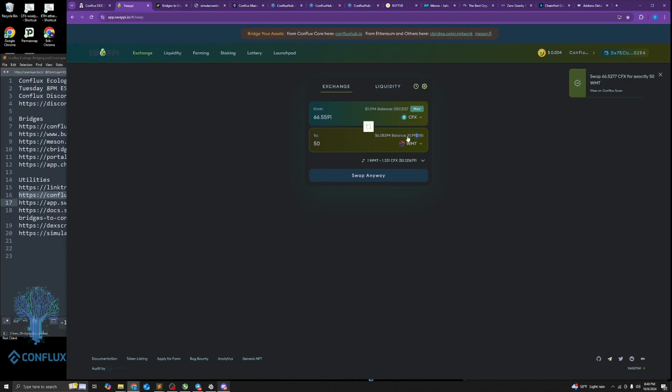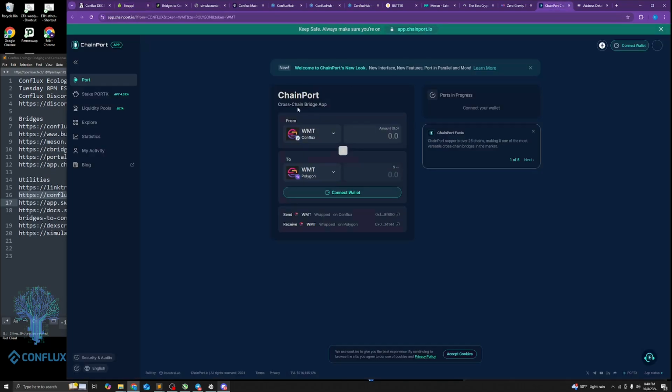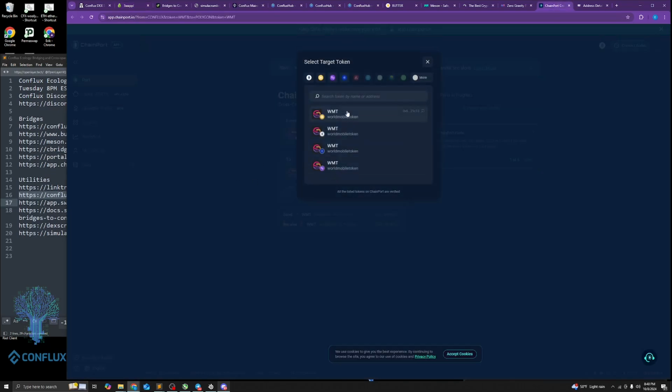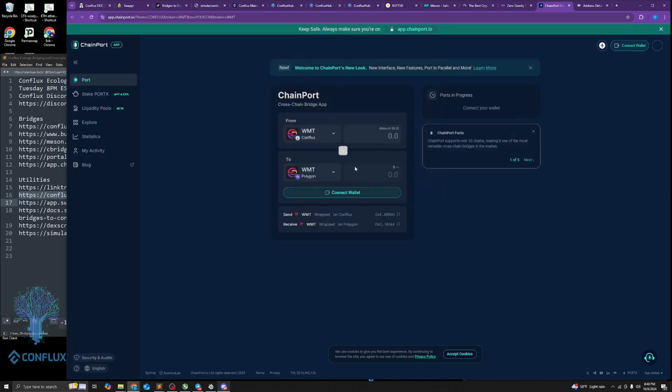Okay, so we've got some WMT from Swappy. Go over to Chainport, and just because we kind of covered the other bridges so far, I don't even have a Cardano wallet. So let's go to Polygon. I don't have a reason why. I have to connect wallet.